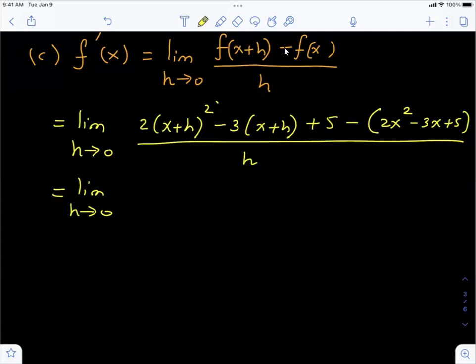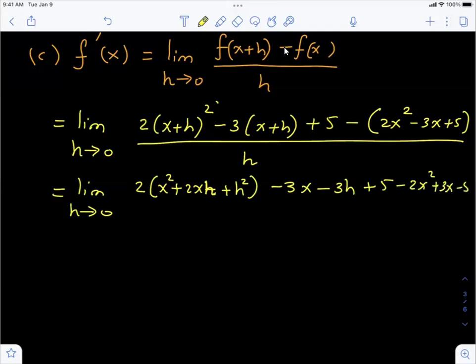All right, I hope you gave it a try. And with that, you can see x squared plus 2xh. Don't forget it is not just x squared plus h squared. There's a middle term and then minus 3x minus 3h plus 5 minus 2x squared plus 3x minus 5.